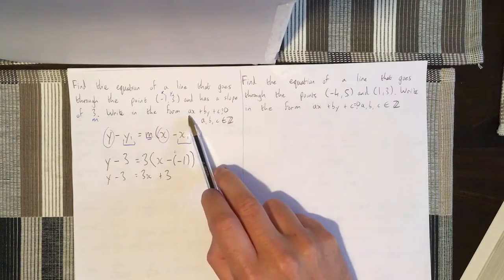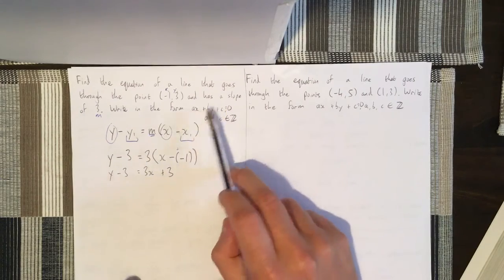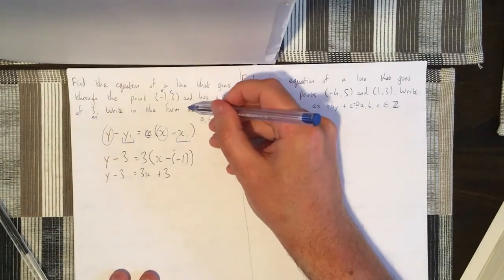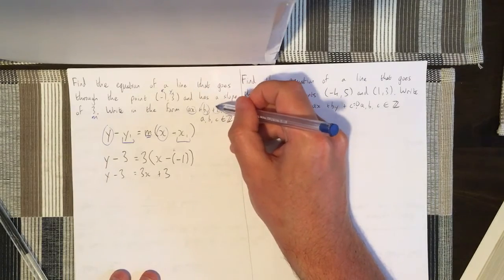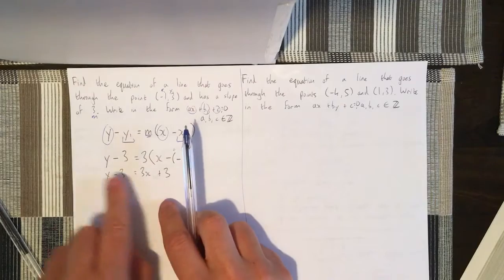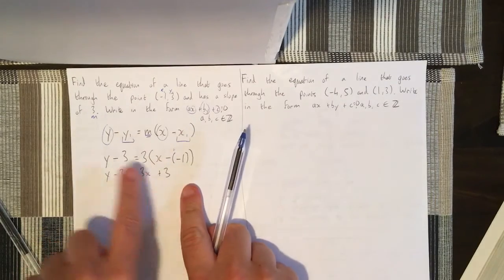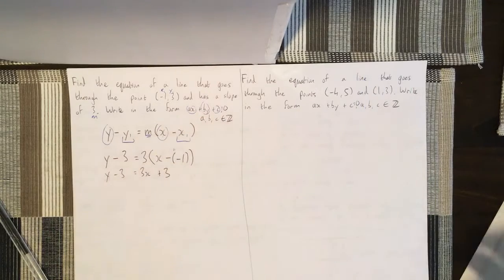Now, in the form ax plus by plus c equals 0 means you want your x's, your y's, and your just numbers all on one side equal to 0. Okay, so I don't want y's on one side, x's on the other, and I don't want numbers on the left-hand side and the right-hand side. This is telling me to move everything to the left-hand side and leave nothing on the right-hand side.